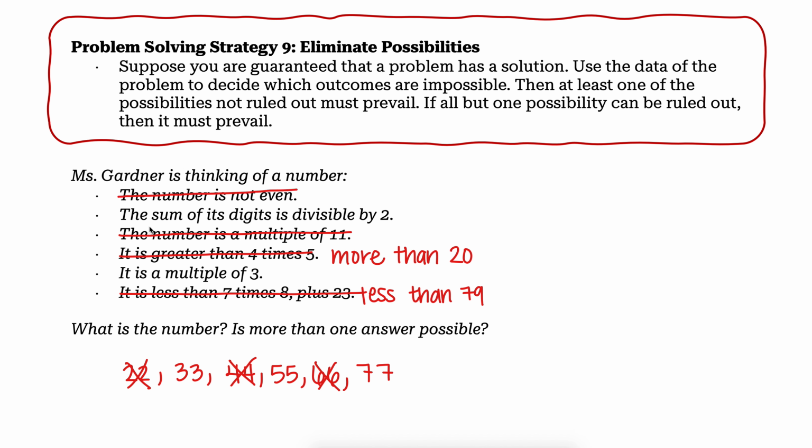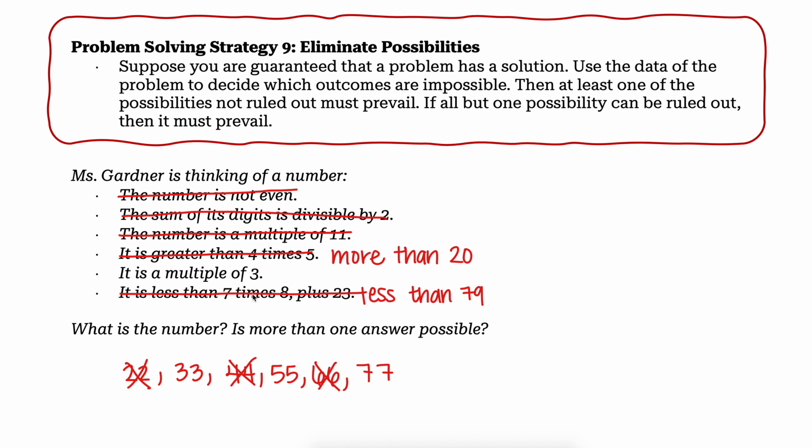Then it says the sum of its digits is divisible by 2. 3 plus 3 is 6. That's divisible by 2, so that one works. 5 plus 5 is 10. Well, that's also divisible by 2. 7 plus 7 is 14. That's divisible by 2. So this second one is not going to narrow it down at all.